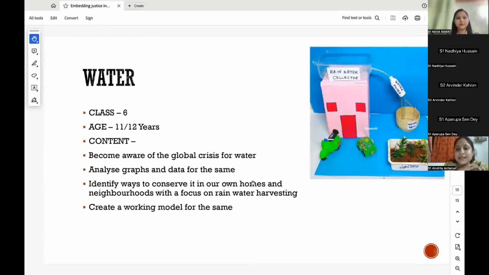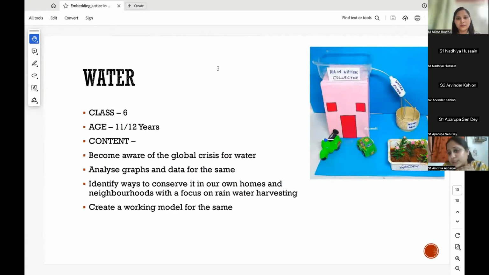Next slide. This is another example. A few minutes back, you saw another example of same water, but that was for class 4. And see, it's the same topic, but we are dealing with this chapter in a different way. This is for class 6, sixth standard. Here we are telling them how to take action on saving water, conservation of water.